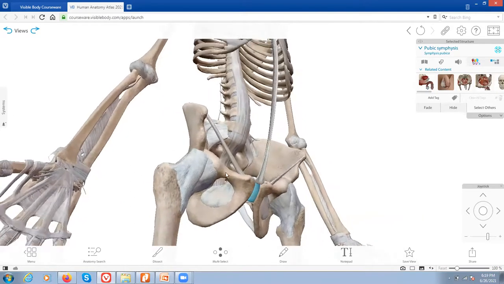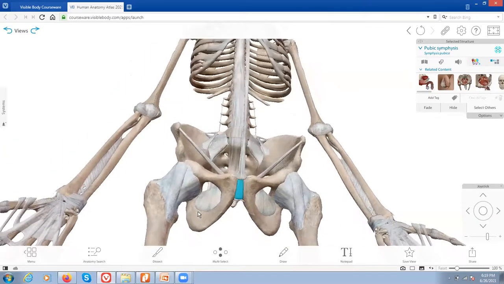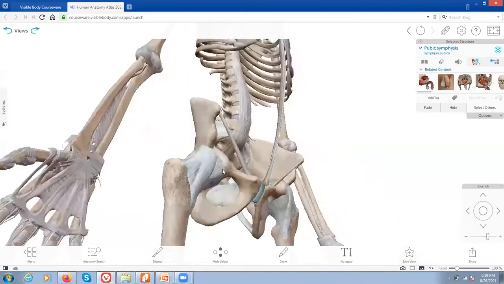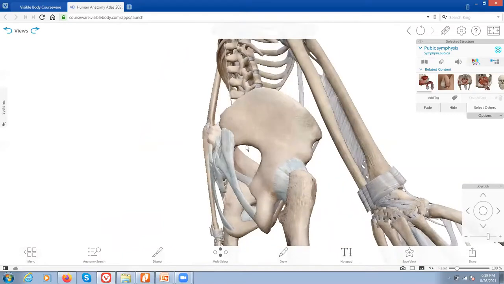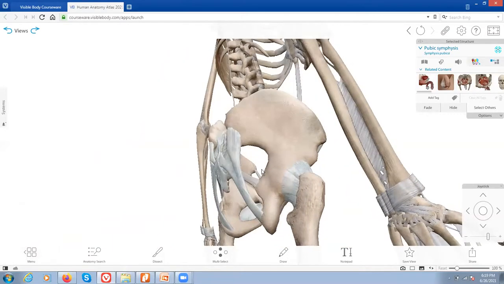And then we have the largest hole in any bone. This really large hole is called the obturator foramen, and a lot of blood vessels and nerves can go through there. Then from the side, we can see that there's these two arches right here. The first arch is called the greater sciatic notch, and then the second one is called the lesser sciatic notch.